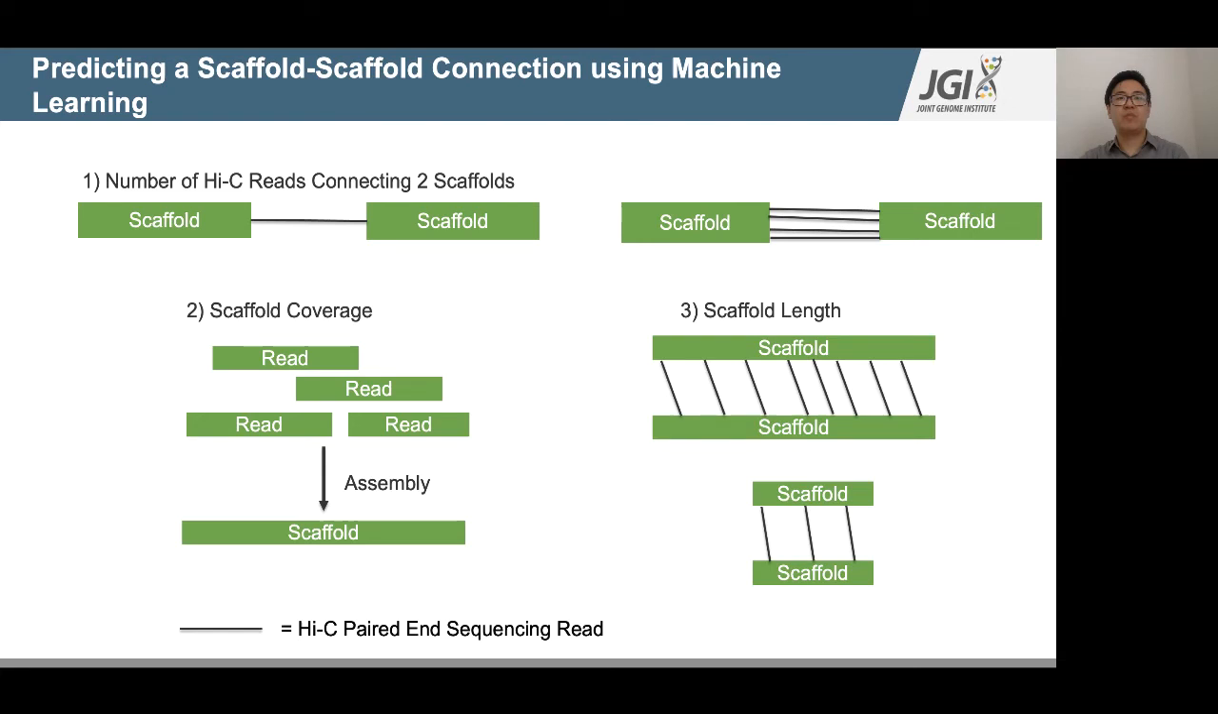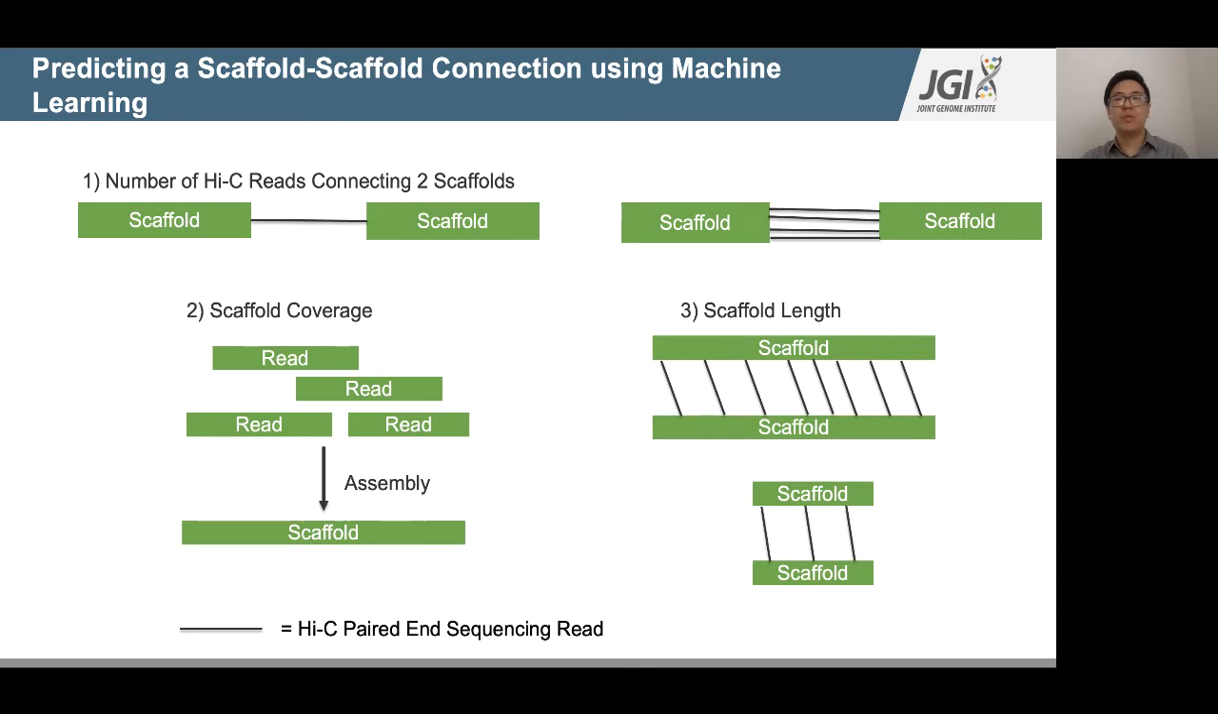So how do we establish what is a scaffold-scaffold connection? How do we determine if two scaffolds have a high likelihood of originating from the same organism? We turn to machine learning to help us establish this. We utilize three types of information as our input for our model.